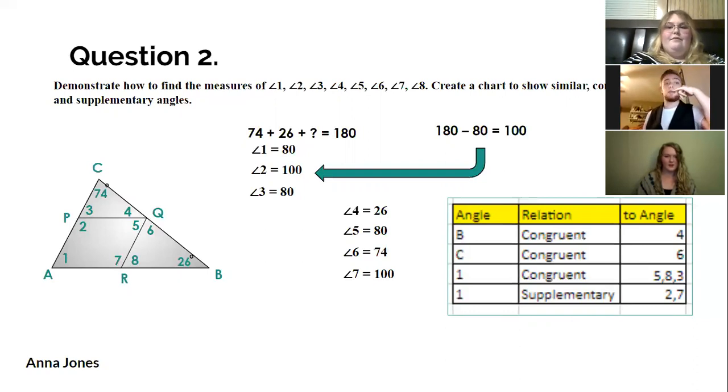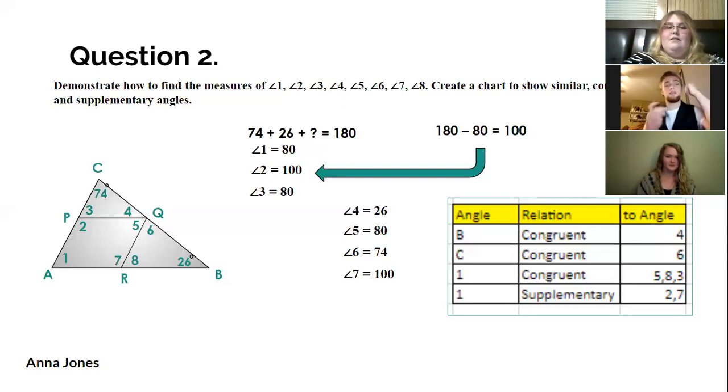Okay. And you can also use angle B. I'm sorry, you can also use angle B to figure out angle 3, which is congruent to angle 1. And angle 1 is congruent to 5, 8, and 3. We just figured out 3, so we can figure out angles 5 and 8 using that same angle.